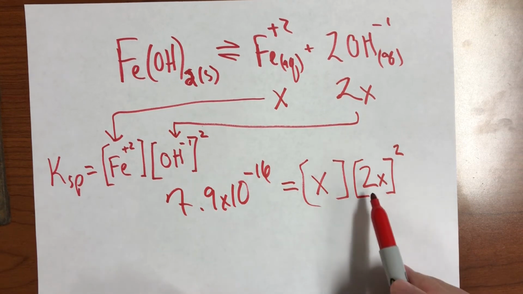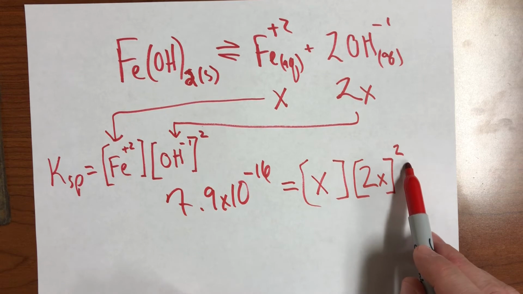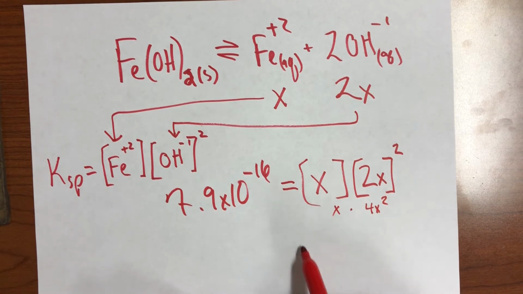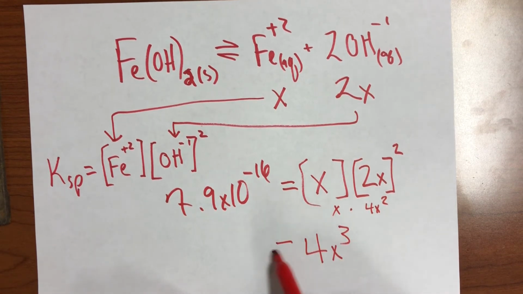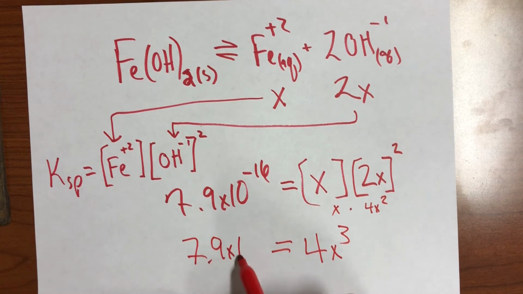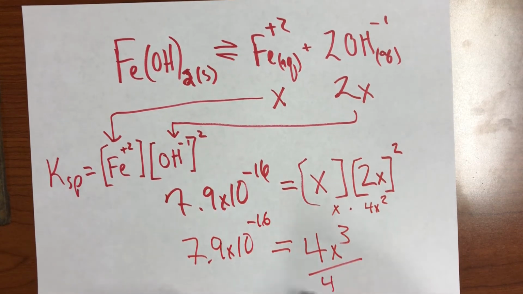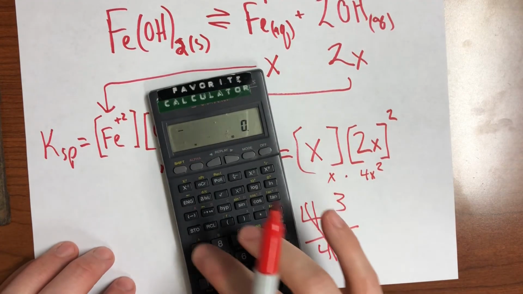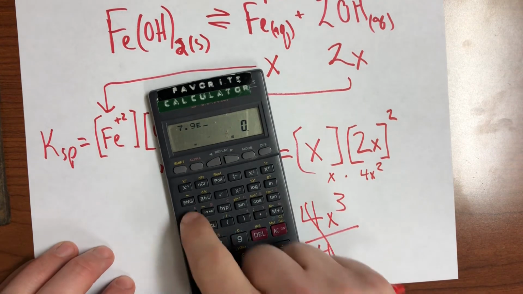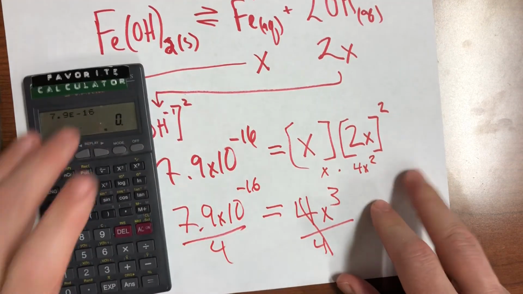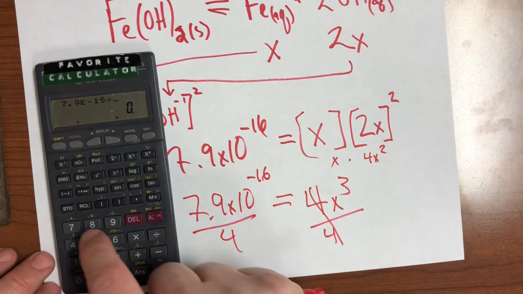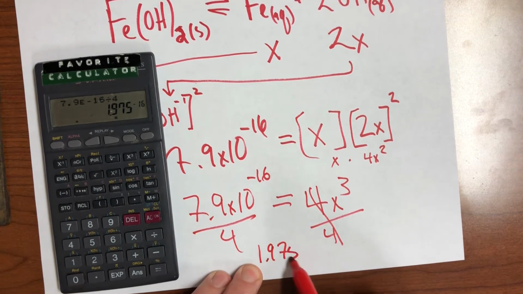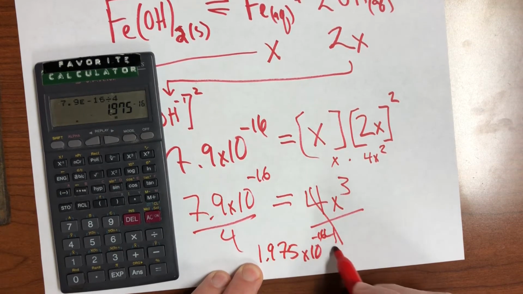So now we're going to simplify this. 2X quantity squared is not 2X squared, it's 4X squared. And then we're going to take that times X, which leads us to 4X cubed is going to equal this K value. So now we're going to divide both sides by 4 to get X cubed alone. So 7.9 times 10 to the negative 16th, we're going to divide that number by 4, is 1.975 times 10 to the negative 16th. And then that's going to equal X cubed.